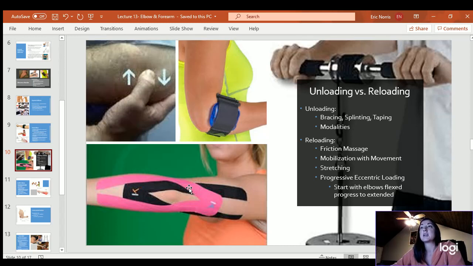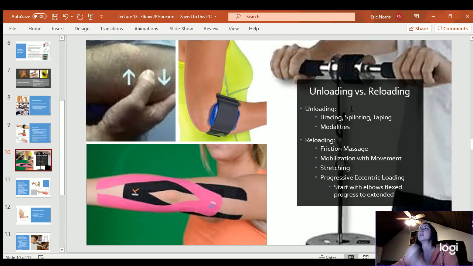Reloading can include friction massage. So this is a friction massage to the lateral epicondyle or the lateral tendon. And mobilization with movement is another way of reloading. Stretches reload. They actually put a little more tension on an area. And then eventually progressive eccentric strengthening is good for loading. So you would start really slow and then progress.